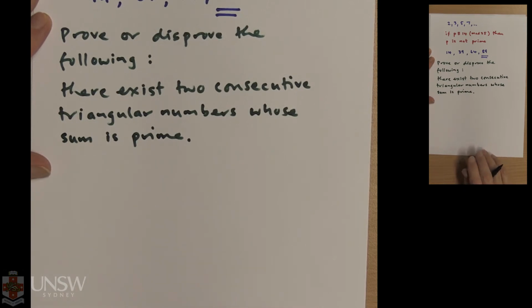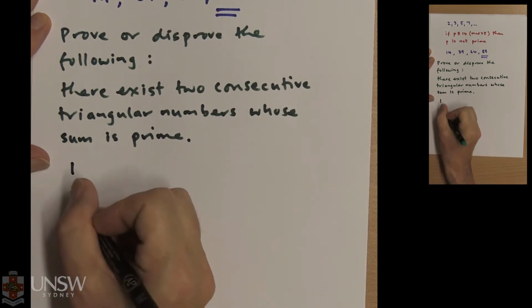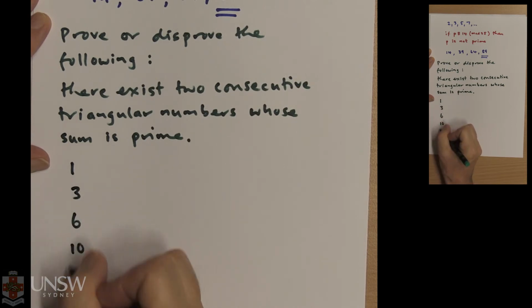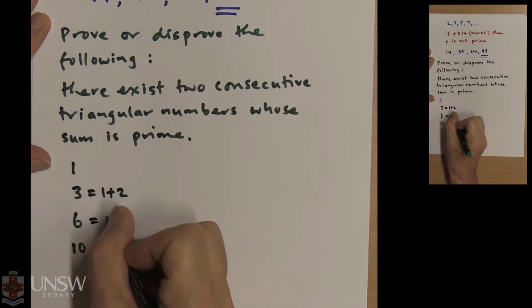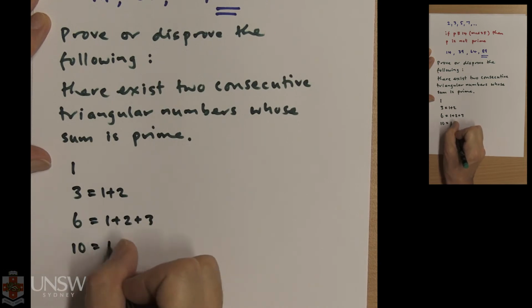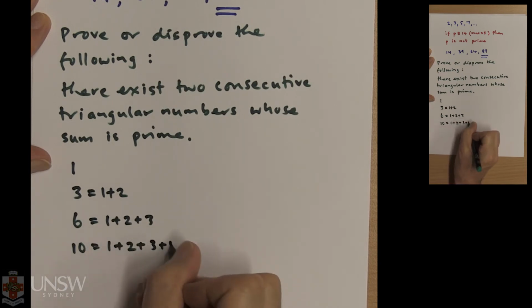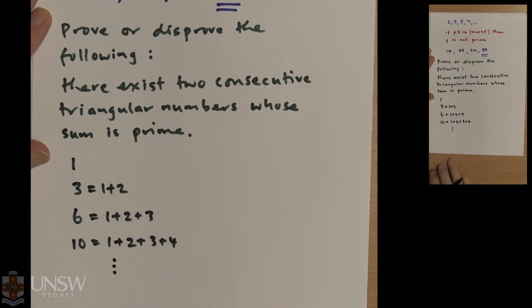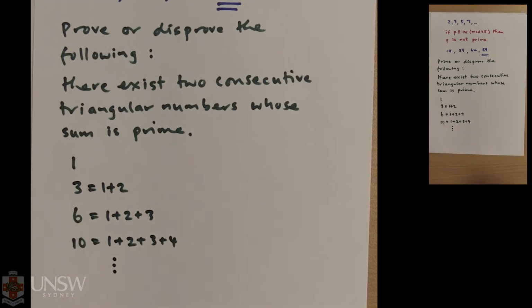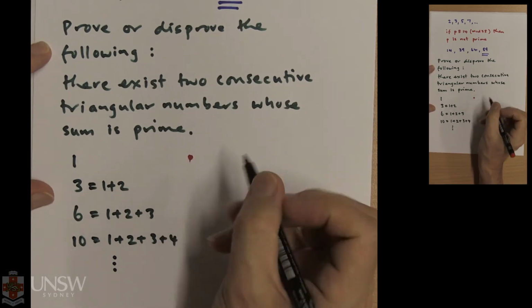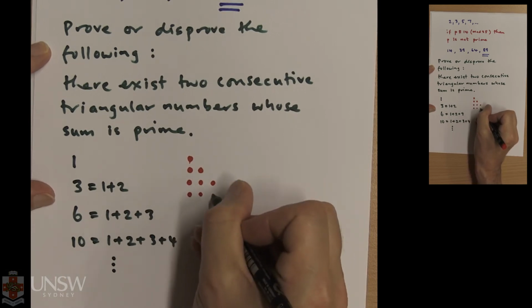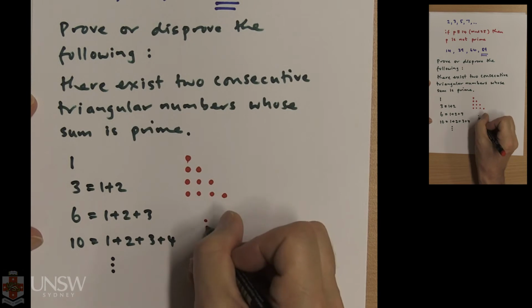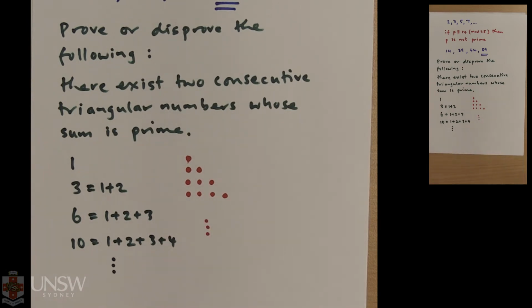In case you don't know what triangular numbers are, they are the following: 1, 3, 6, 10, etc. Where that comes from is that's 1, that's 1 plus 2, that's 1 plus 2 plus 3, that's 1 plus 2 plus 3 plus 4, and so on. And the reason they're called triangular numbers is that you can do triangles of dots. This is why they're called triangular numbers. So, there exist two consecutive triangular numbers whose sum is prime.